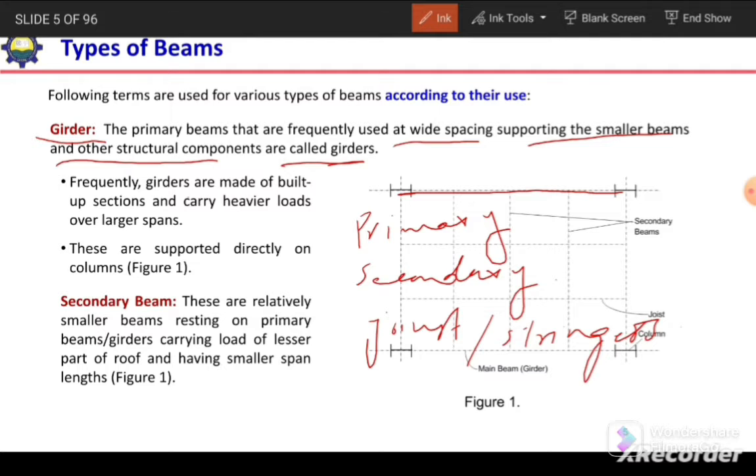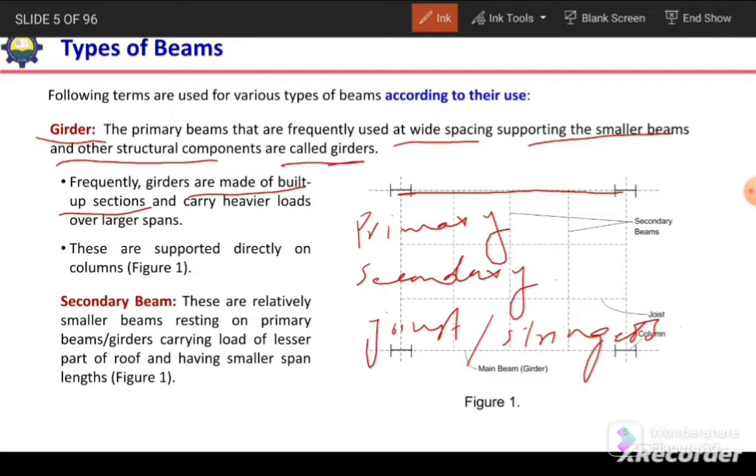Frequently, girders are made up of built-up sections. So mostly in case of steel, these girders are made up of built-up sections because they have larger spans and they are supporting larger loads. So the hot rolled sections are insufficient for that span as well as loading. So we need to go for the built-up section.